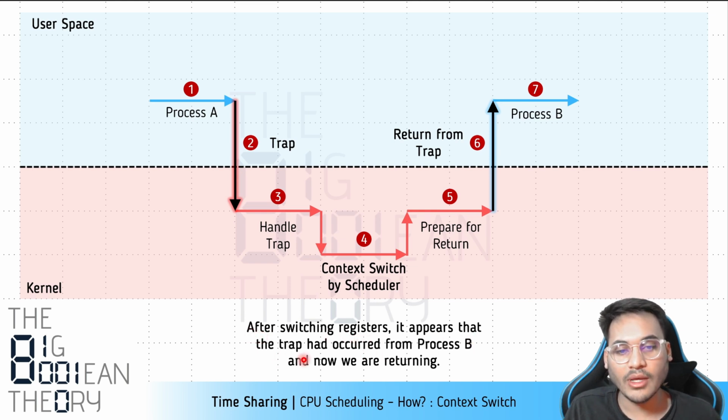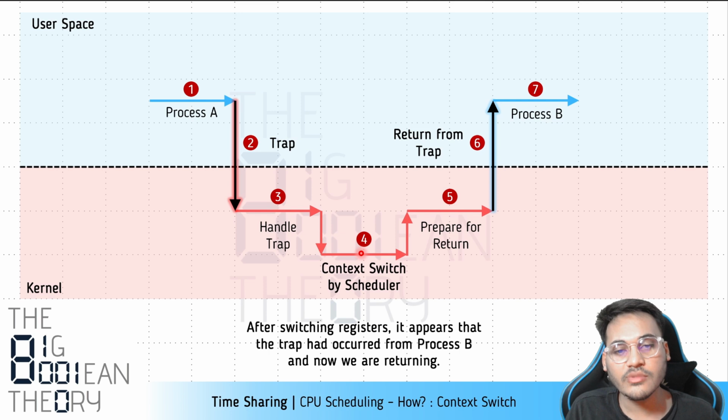So one important point that I want to bring to notice here is that after switching registers, it appears that the trap had occurred from process B and now we are returning. So what does this mean? This is a very subtle point. Let's talk about the case when there is no context switch, and let's assume that we are entering the kernel from process A and returning back to process A only. So we are entering the kernel through some process and then going back to the same process. In the case of context switch, you enter the kernel from process A, and somewhere you make a switch and you return to a different process.